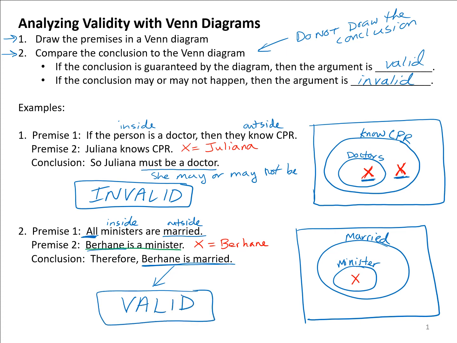So this conclusion that Berhane is married must follow from the fact that Berhane is a minister and all ministers are married. Now remember, validity doesn't mean that this is true or a sound argument. And I think some people could argue that premise number one is not true. Not all ministers are married. But validity is not about truth. Validity is about whether the premises as stated back up or guarantee the conclusion. And they do in this case.